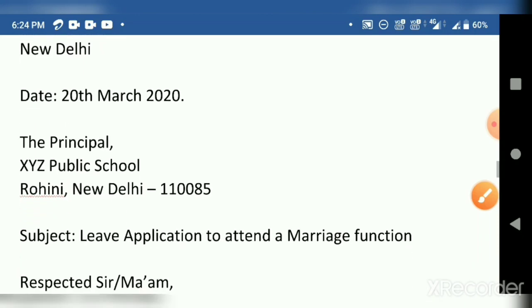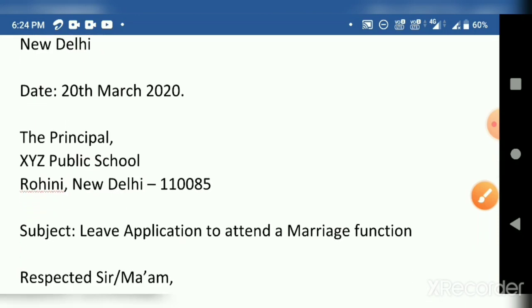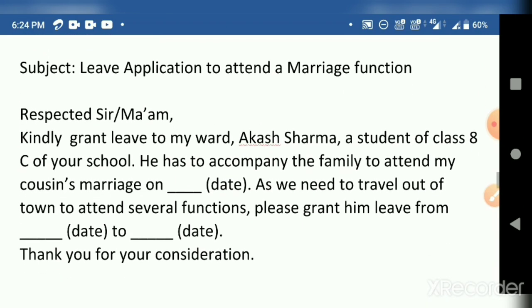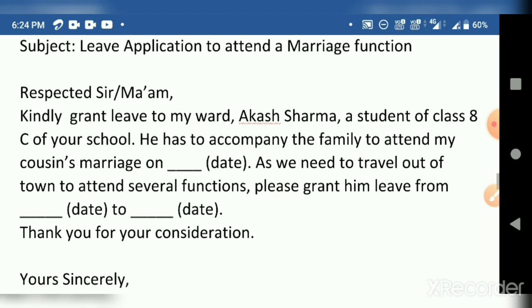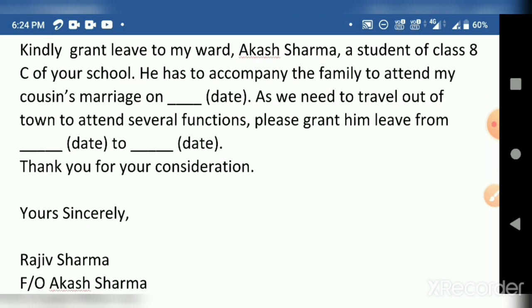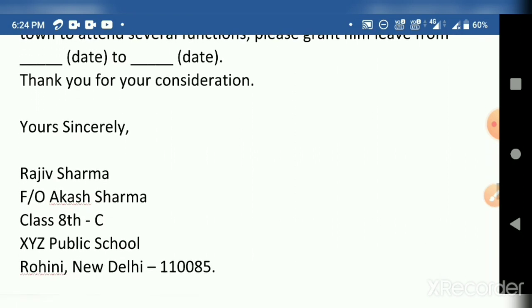This is the address of the school: The Principal, XYZ Public School, Rohini, New Delhi, and this is the subject, leave application to attend marriage function. Now the salutation. And this is the body copy, where you introduce yourself and the matter in the beginning and write the details in brief. And you write the subscription with yours sincerely, your name and signature and address again.